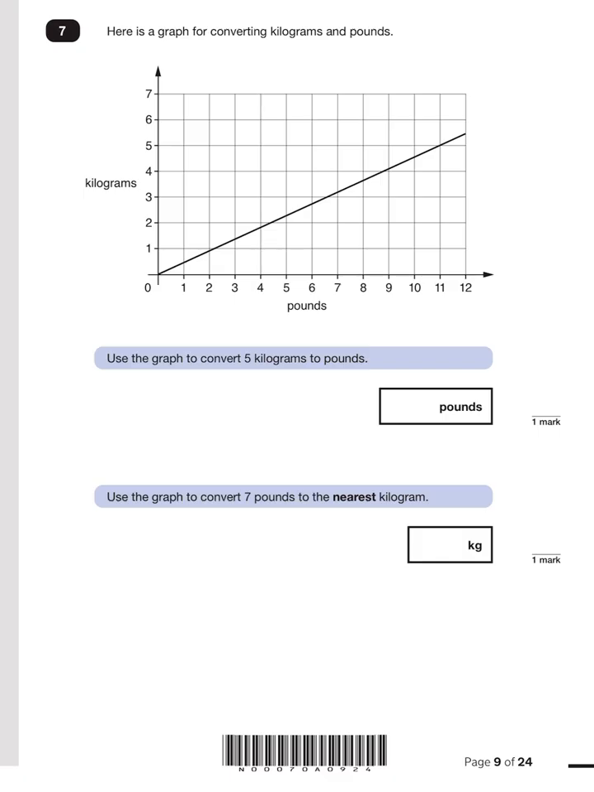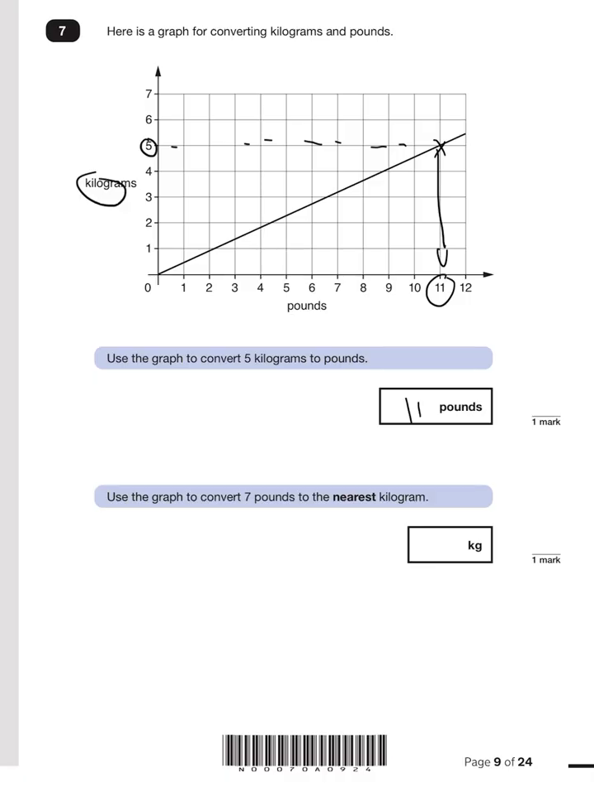Number 7. Here is a graph for converting kilograms and pounds. Use the graph to convert 5 kilograms to pounds. So kilograms is here. Looking at number 5, 5 is on the line. And we're looking to convert it to pounds. We're just going to go across to get to here, which is 11.